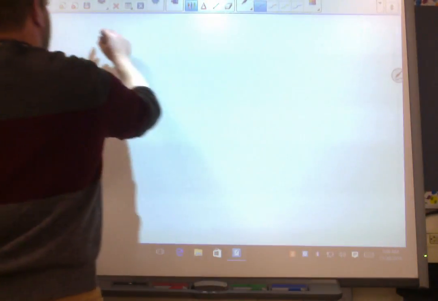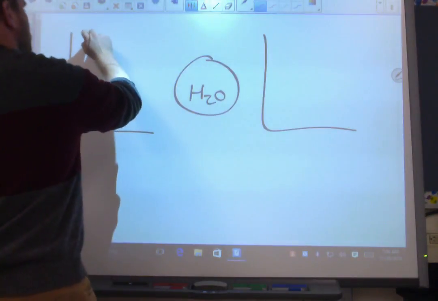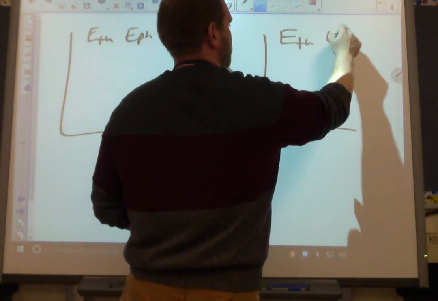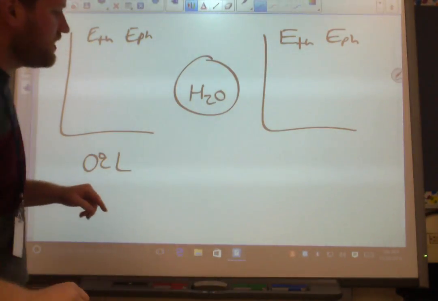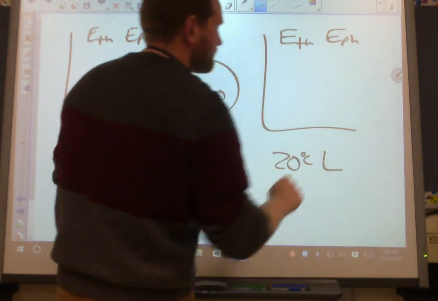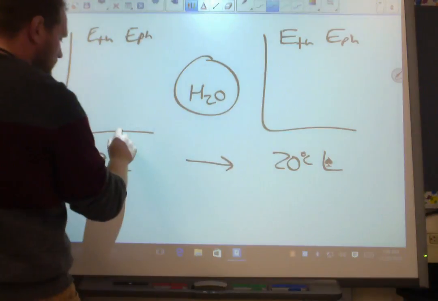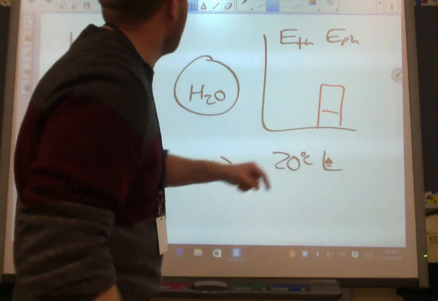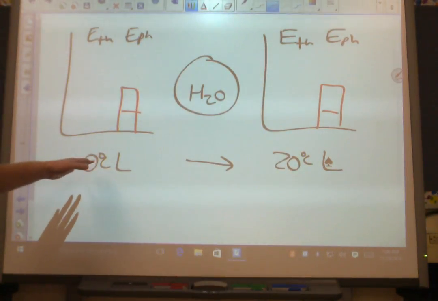And finally, LOL, H2O, ETH, EPH. So we have 0 degrees Celsius liquid. It's now ready to warm up to 20 degrees Celsius liquid. Okay, so for liquid over here, 2 blocks of phase, 2 blocks of phase. Somehow I got a mystery spade put in again. I don't know what's going on. So 2 and 2.